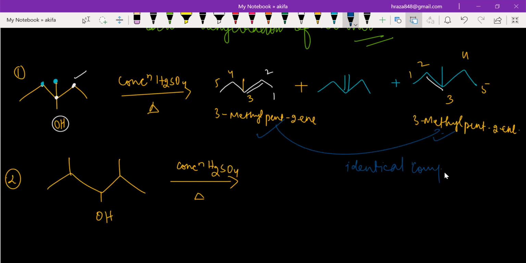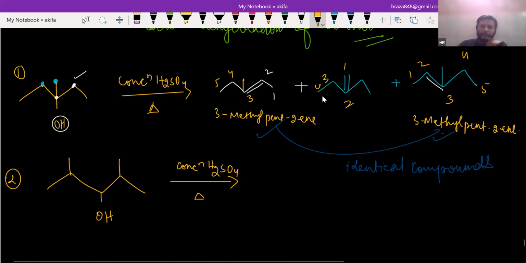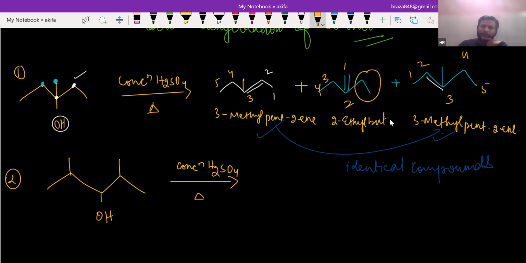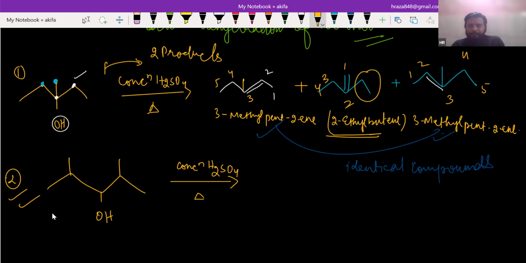Yes. Now I'm going to name it 1, 2. Wait a minute. Sorry. Now 1, 2, 3, 4, and here is a branch. So the name will be 2-ethylbutene. So this has a different name. That means a different product. So from this reactant, we have only two products. Okay. Can you solve it? Yes.